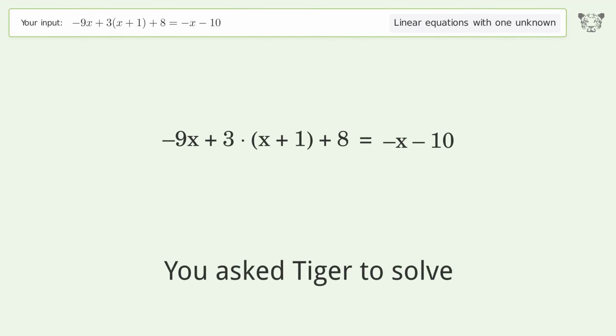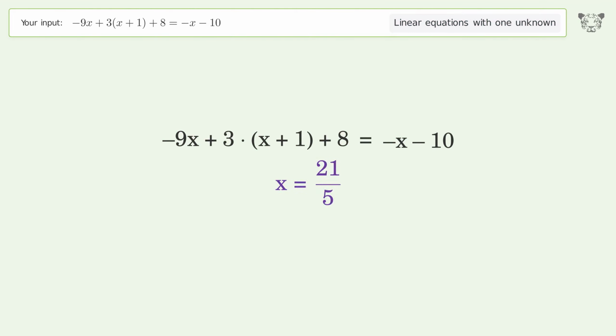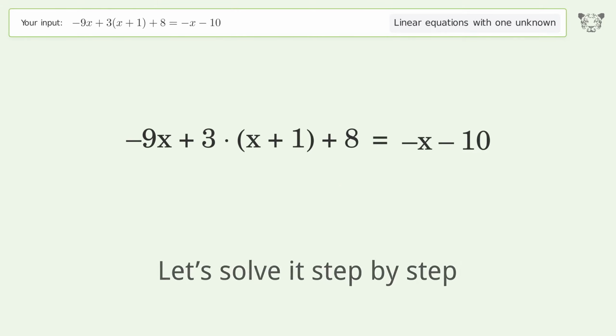You ask Tiger to solve this. This deals with linear equations with one unknown. The final result is x equals 21/5. Let's solve it step by step.